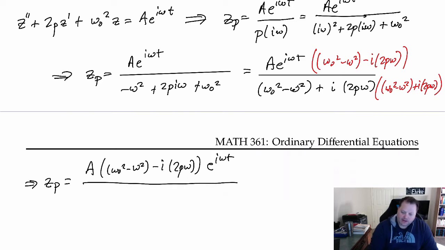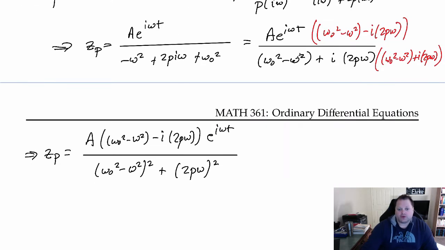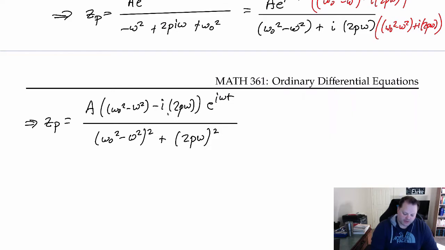And then in the denominator, remember anytime you multiply a complex number by its conjugate, you square the real part, you square the imaginary part, and you add them together. So the bottom is going to be omega naught squared minus omega squared, quantity squared, plus 2p omega squared. So now we have a denominator which is real. The only imaginary term is right here. So I'm going to make this a little bit easier on us to determine the real part. I'm going to write A over all of this here.